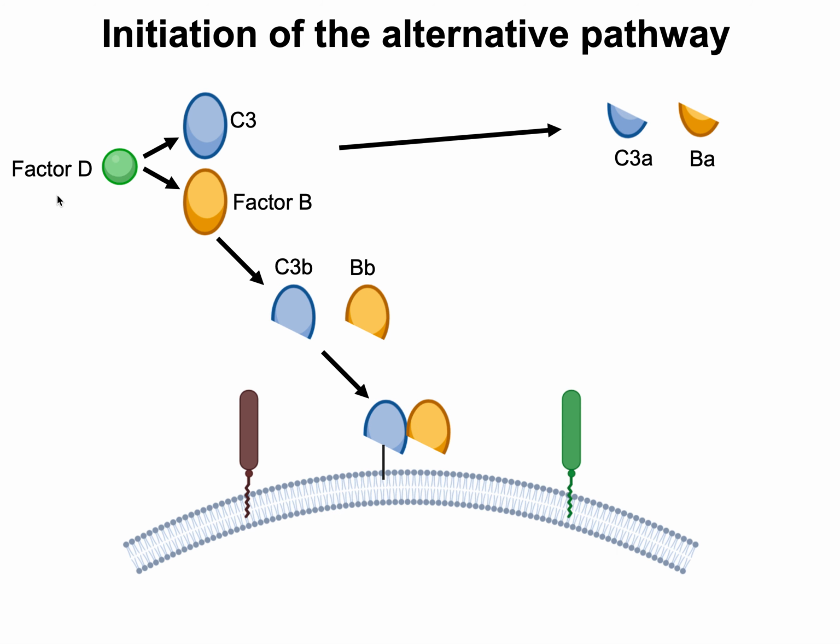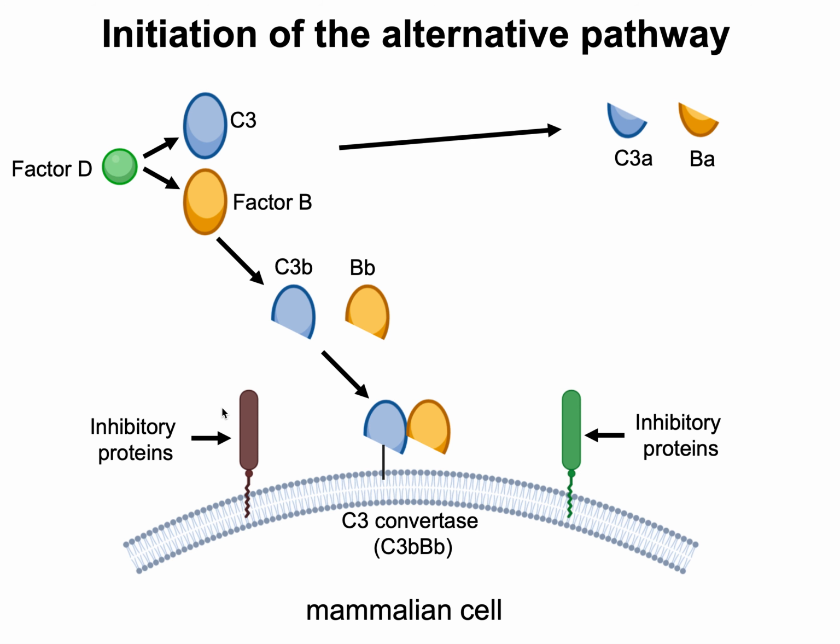Once C3 is cleaved, C3b can covalently bind to the surface of any membrane and associates with Bb to form what is called the C3 convertase, or C3b-Bb. Now, if this is a mammalian cell, mammalian cells express inhibitory molecules that destabilize this C3 convertase. And so even though C3b might bind to the surface of a mammalian cell, it's rapidly eliminated.